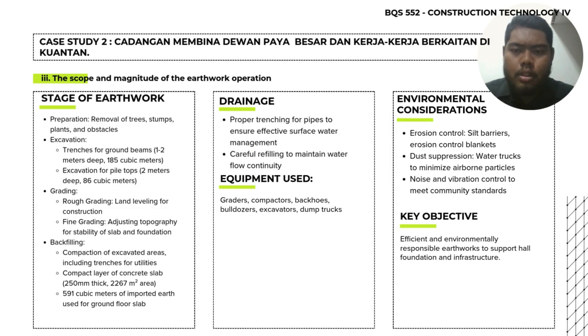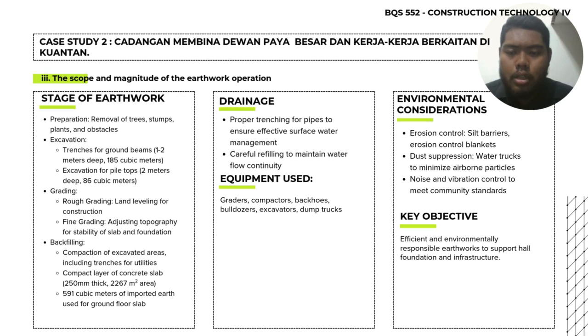So next slide is the scope of work for this project. First stage is earthwork, which is preparation: removal of trees, stumps, plants, and obstacles. The excavation, which is trenching for ground beams, is 1 to 2 meters deep, 185 cubic meters. An excavation for pile tops is 2 meters deep and 86 cubic meters.